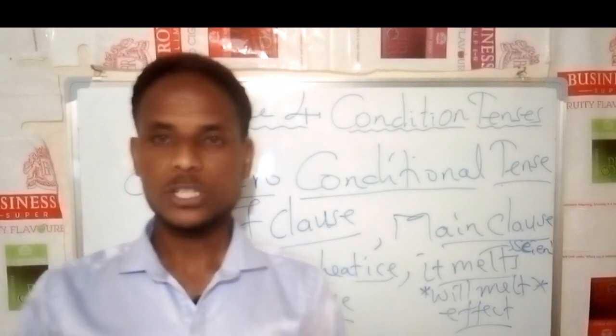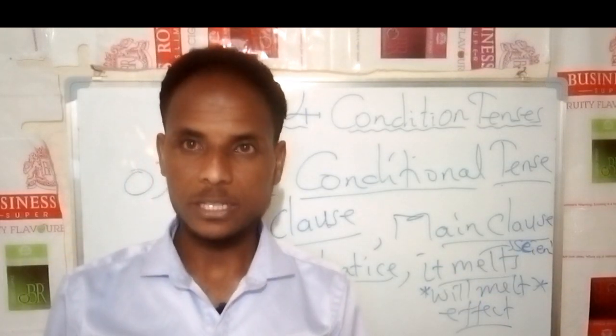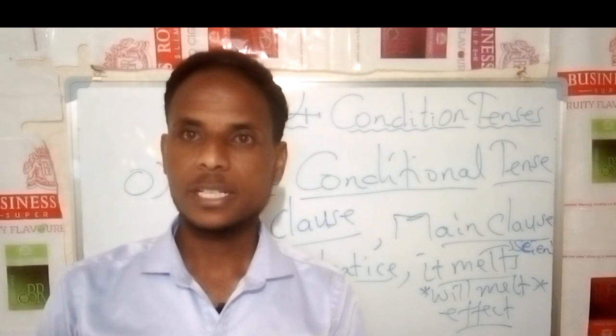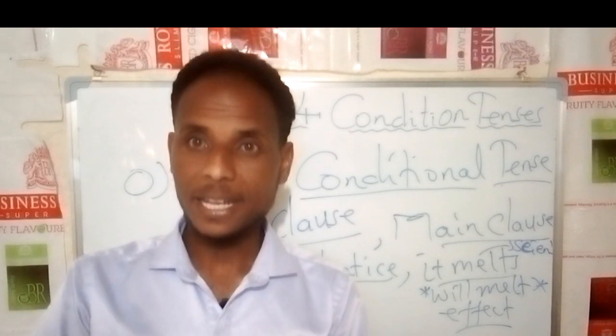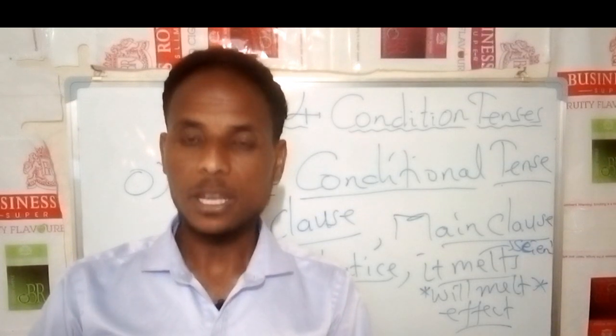እሺ ስለ ኮንዲሽናል ቴንስ ስንማር 4 አይነት ኮንዲሽናል ቴንሶች አሉ። The zero conditional tense, type 1 or probably likely to happen, type 2 or unlikely to happen, type 3 impossible.